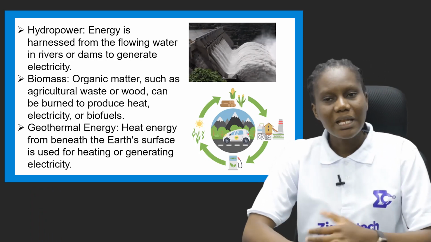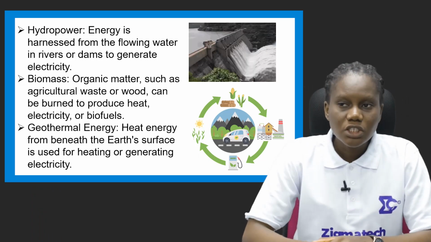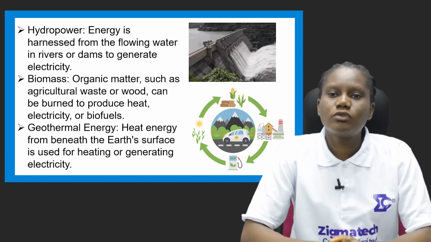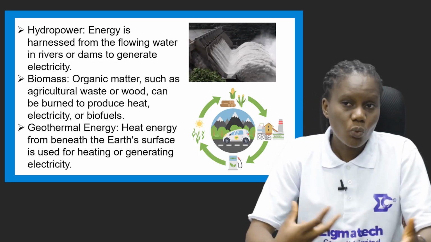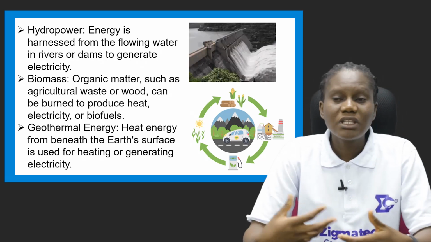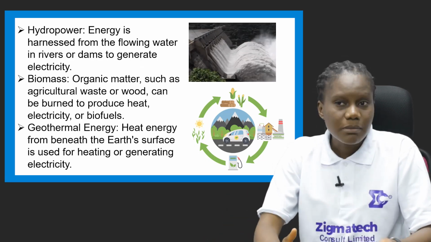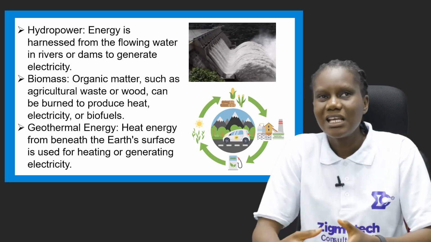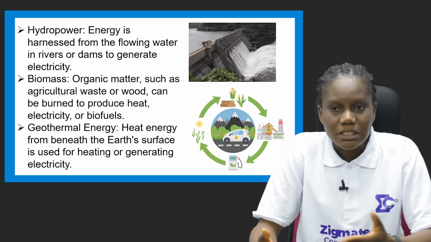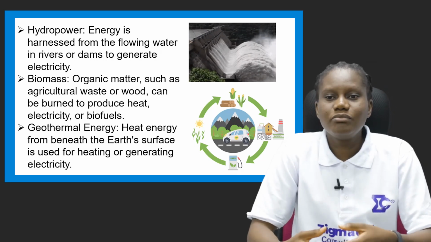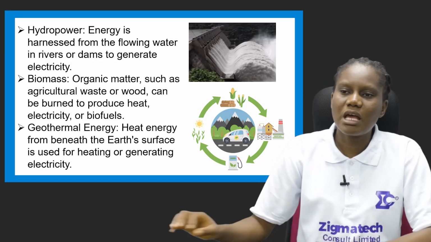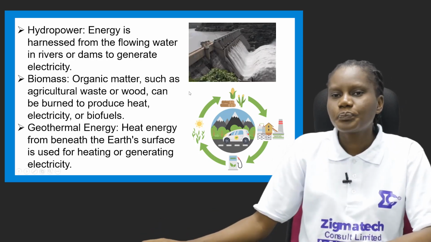We've talked about the sunlight, we've talked about the wind, through the use of the wind turbine, and for sunlight, solar panels. We've talked about hydropower, that is using water to generate electricity, water from either the ocean, rivers or dams. The main thing is that you're generating electricity. Then your biomass, that is organic matter that has decayed over time or that you burn to produce heat energy. And we have geothermal energy.